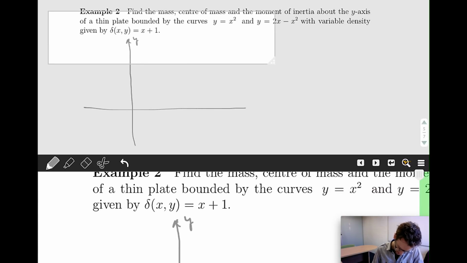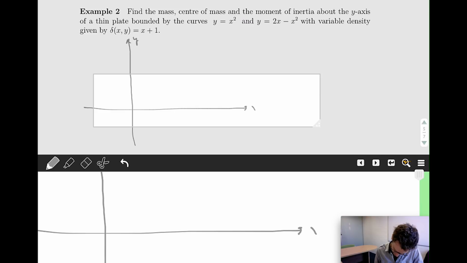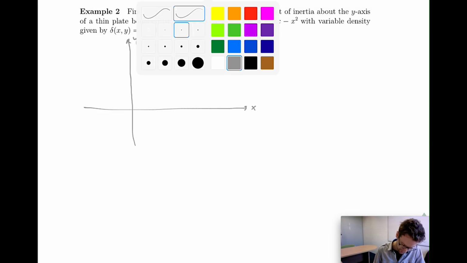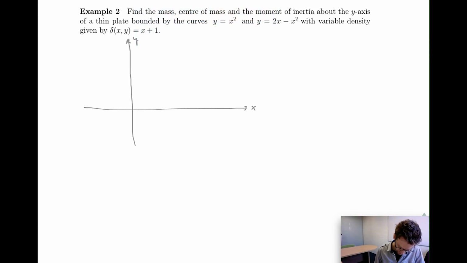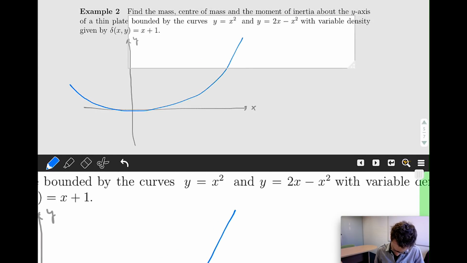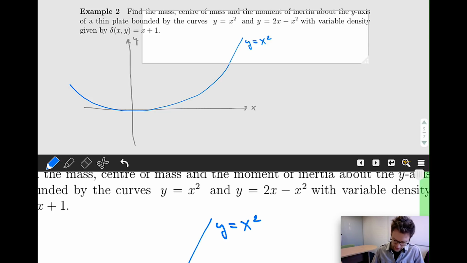Here's y, here's x. We're sketching the curves y is equal to x squared. Well, that's fairly straightforward. That's a quadratic that looks something like this. And we're also going to need to sketch y is equal to 2x minus x squared, and it's useful to look for the roots of that.